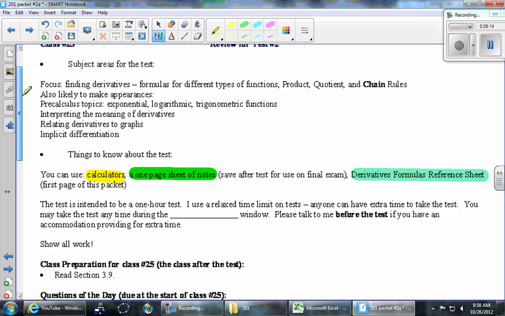It's intended to be a 1-hour test. I'm going to give folks some more time if they want it. Your window is 8 until 10, whatever day we happen to have that test. Okay, so instead of showing up at 8:40, if you want some extra time, show up at 10.